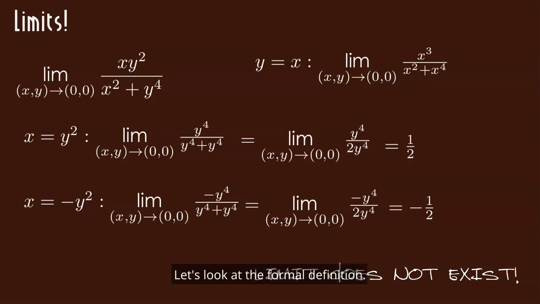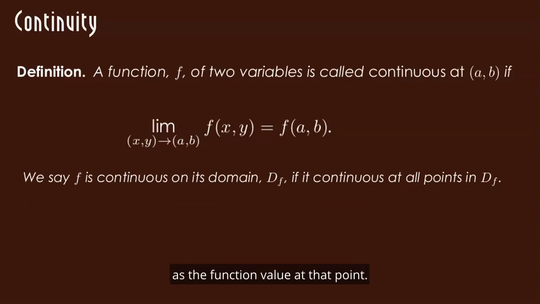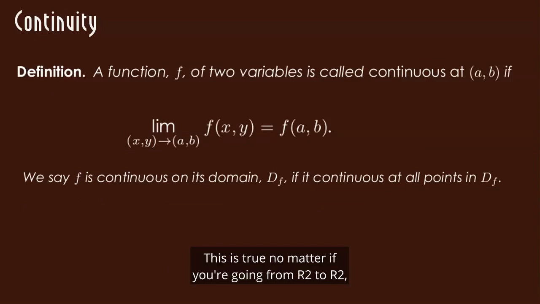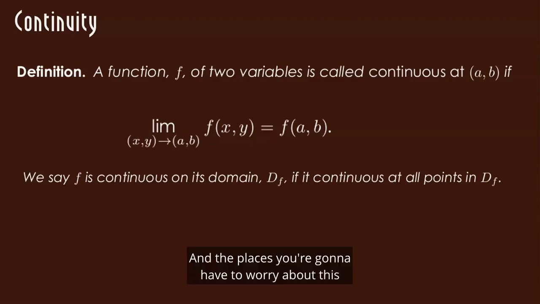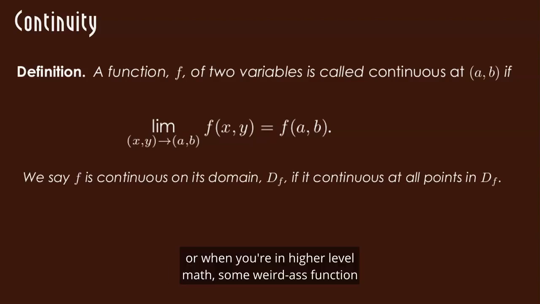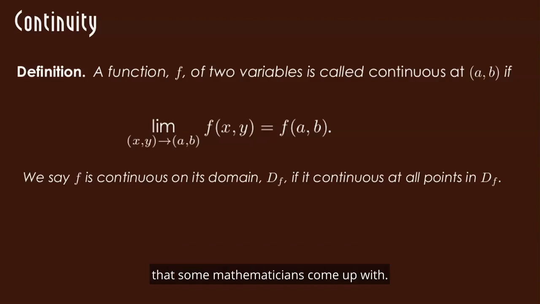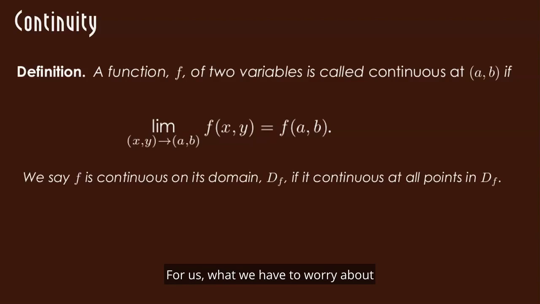Let's look at the formal definition. Just like before, we say a function is continuous if the limit as you approach a point is the same thing as the function value at that point. This is true no matter if you're going from R2 to R2, or you're going from R2 to R5, or R3 to R whatever. That's the formal definition of continuity. And the places you're going to have to worry about this is with piecewise defined functions. Or when you're in higher level math, some weird function that some mathematicians come up with. You're not going to see those kind of functions here. For us, what we have to worry about is piecewise defined functions.